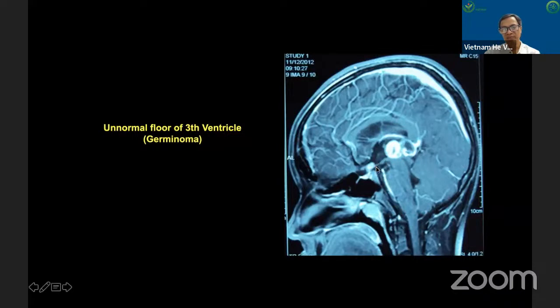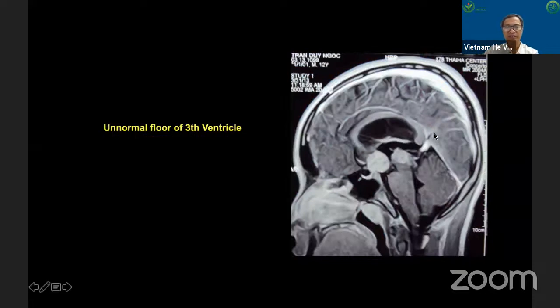We can make a hole here, but there you can see it is a seminoma on the pineal region, together with another location here. We can make the ETV, we can make the fenestration here, but it's very difficult and more dangerous. In another case, we cannot see the floor of the third ventricle where we can make a hole. In this one, we cannot do ETV.